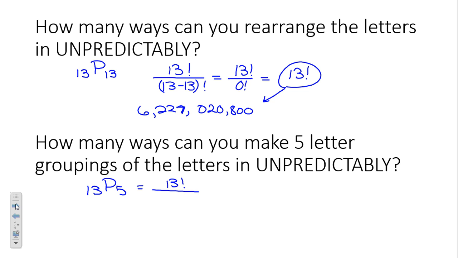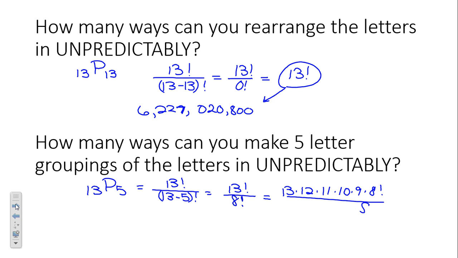8 factorial. Why is it 8 factorial? Yep, we have to take that 13 minus 5. So this is 13 factorial over 8 factorial. And if you don't have a calculator that does this for you, and for today we're going to pretend that we don't, we're going to do 13 times 12 times 11 times 10 times 9 times 8 factorial. And I stop at 8 factorial because I'm going to divide the 8 factorial out.